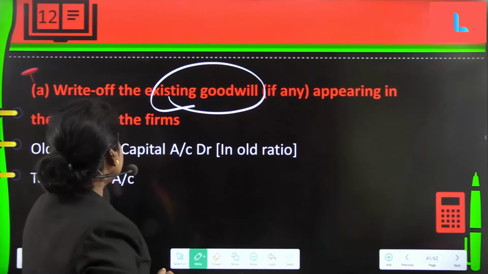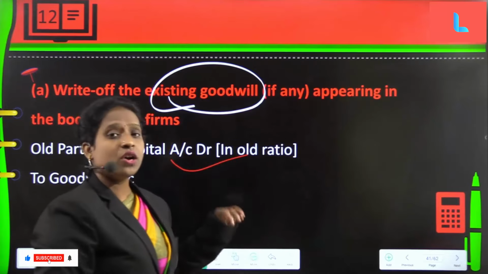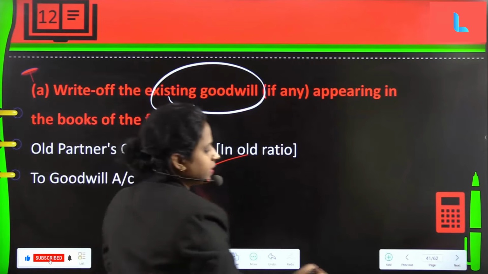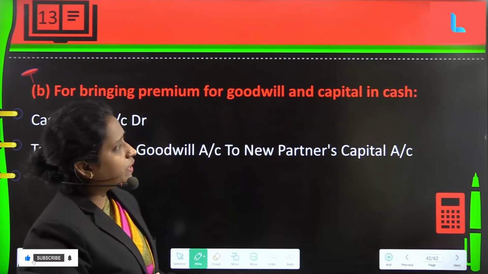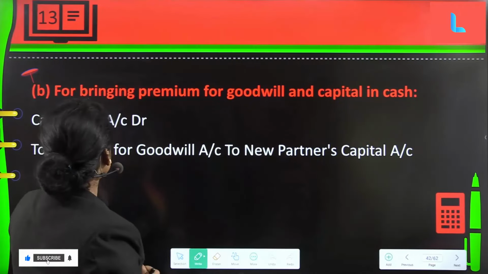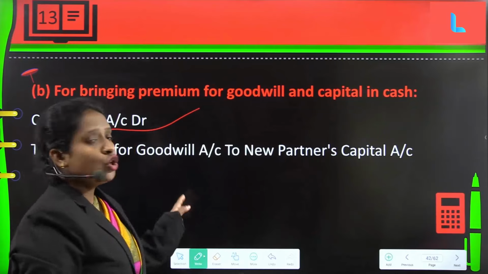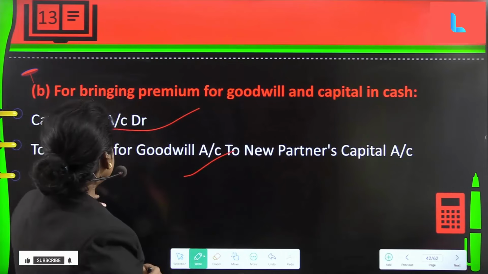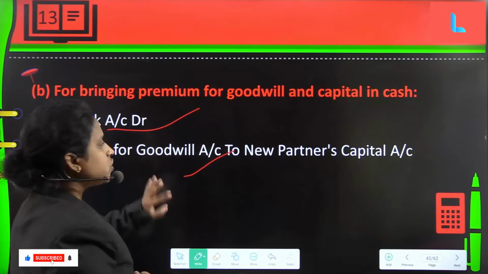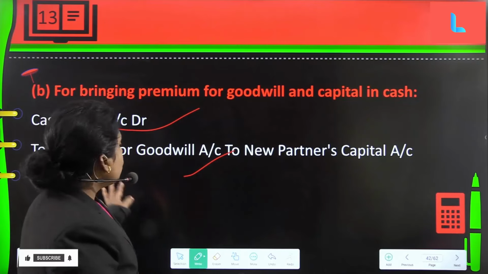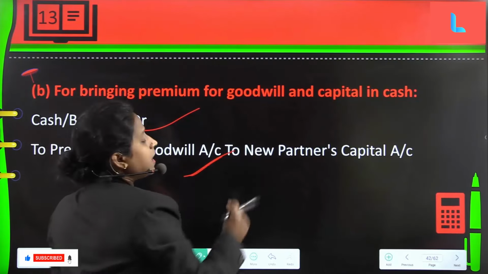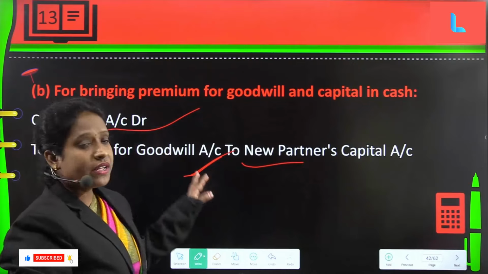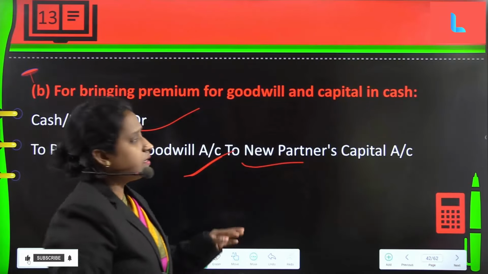How do we do that? Old partners' capital accounts debit, in the old ratio, to goodwill account. This is a journal entry that we have to pass at this time. For bringing in premium for goodwill and capital in cash, the entry would be cash or bank account debit, to premium for goodwill account, to new partner's capital account. You have to debit cash or bank because the money will be coming in. To what? Premium for goodwill account. Again, to new partner's capital account. This is the entry that we have to pass for bringing in the premium for goodwill and capital in cash.